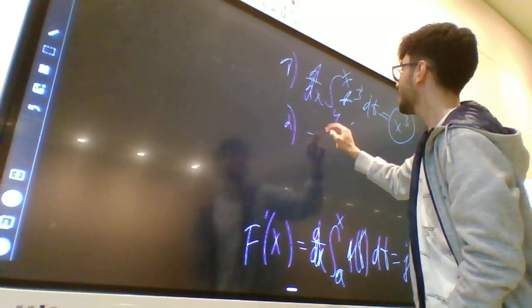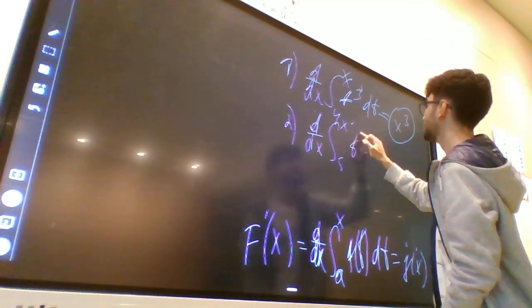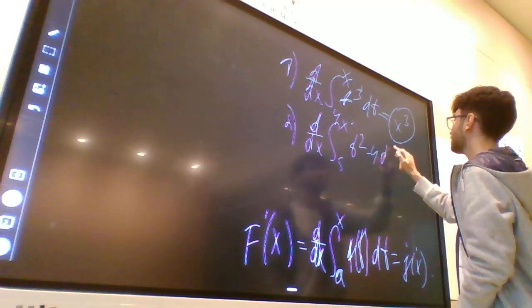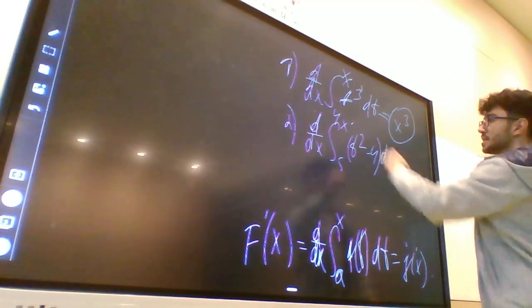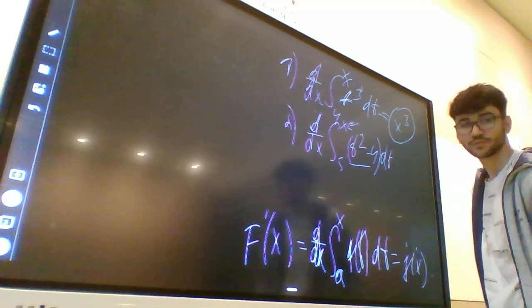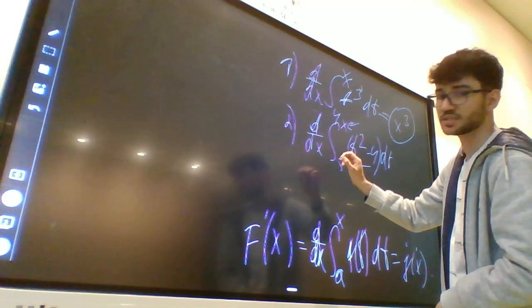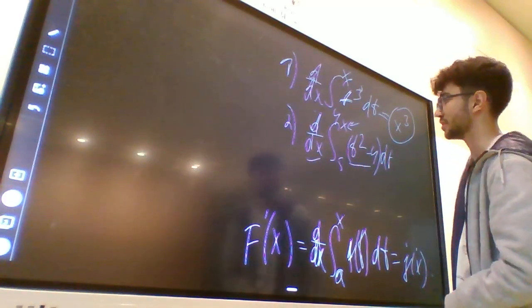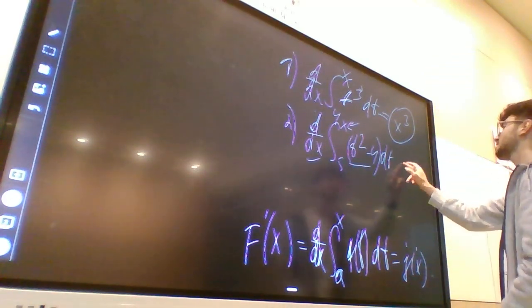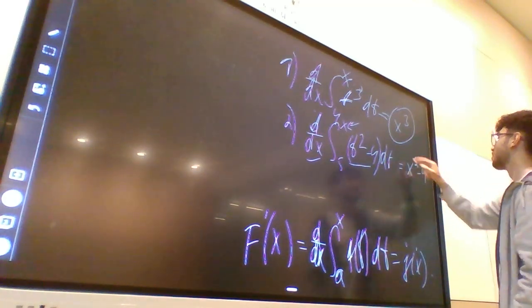Second example. Find the derivative of this integral from 5 to x of t squared minus 4 dt. Again, you see here x, yes? You see that your function is given with another variable t. And you see that the instruction asks you to find the derivative of this integral. Again, you automatically substitute t with x, and you will get x squared minus 4. That's it.